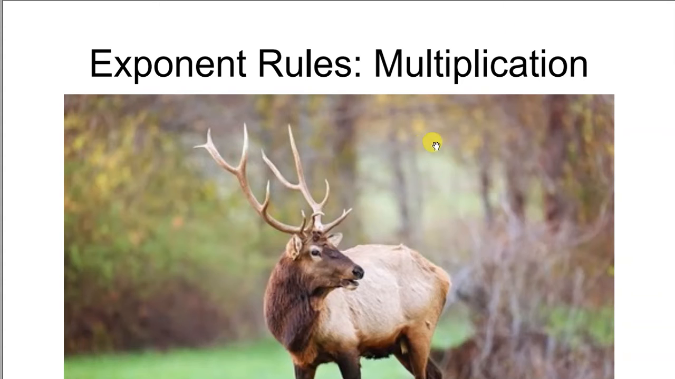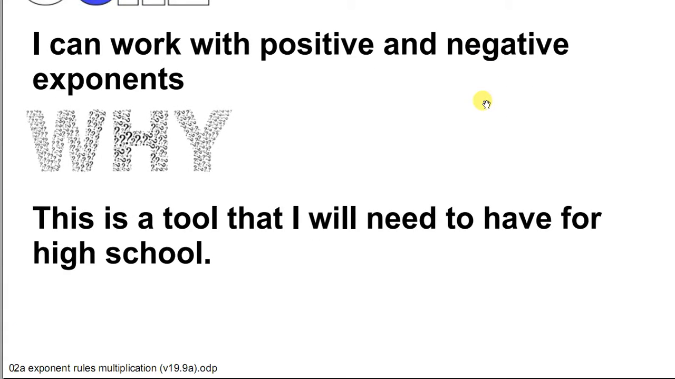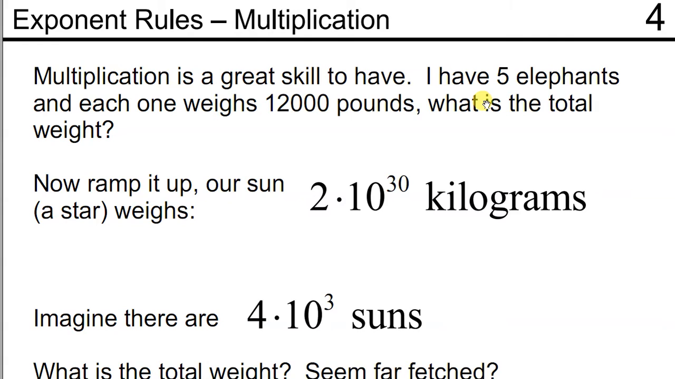So, exponent rules multiplication. Our goal is I can work with positive and negative exponents. Why? This is the tool I'll need to have in high school. Multiplication is a great skill to have. I have 5 elephants and each one weighs 12,000 pounds. What is the total weight? Well, that's 5 times 12,000.